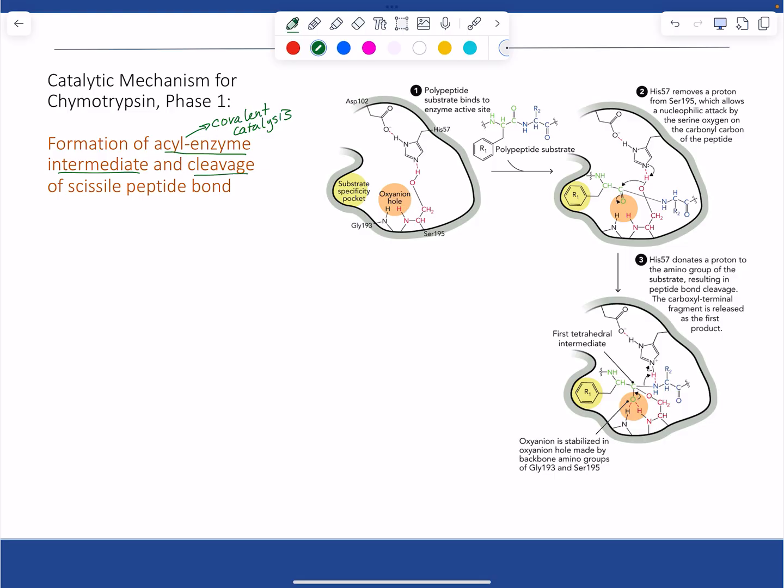So cleavage of, when we use the word scissile, that word comes from the same root as scissors, okay? Same root as scissors. And it's a common term used in biochemistry when there's a bond that's going to be cut. So if we say the scissile bond, it's the bond that's going to be cut. Okay, so let's go through the 3 steps that are in this phase, okay?